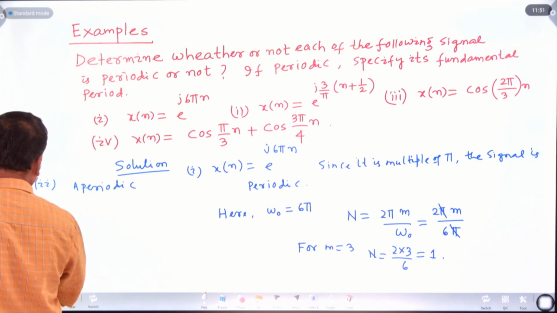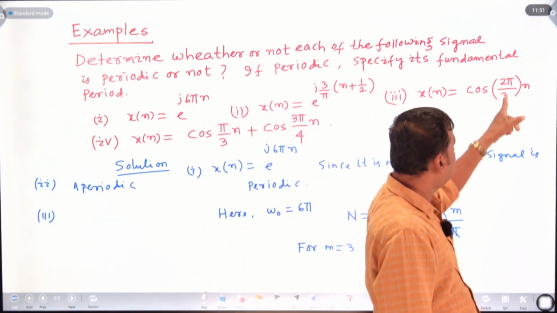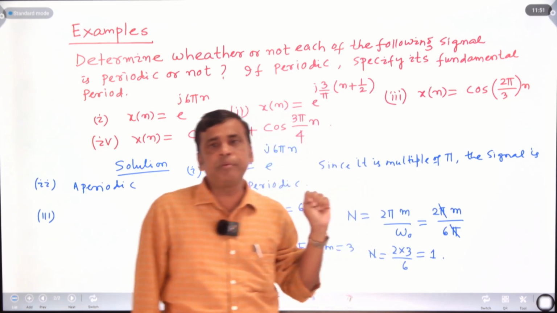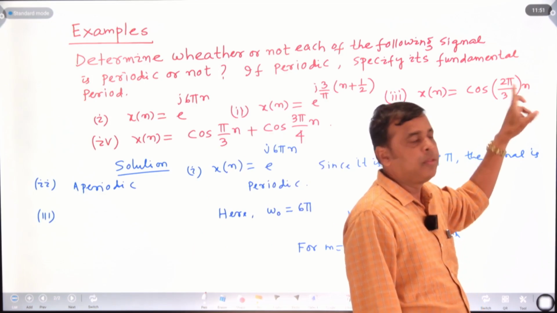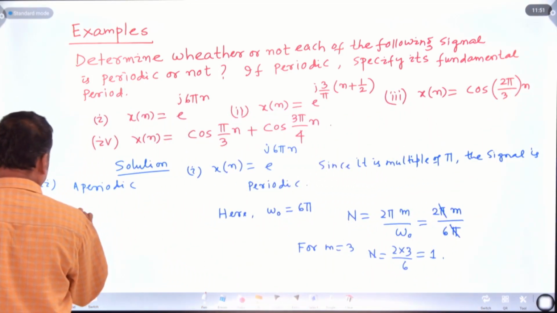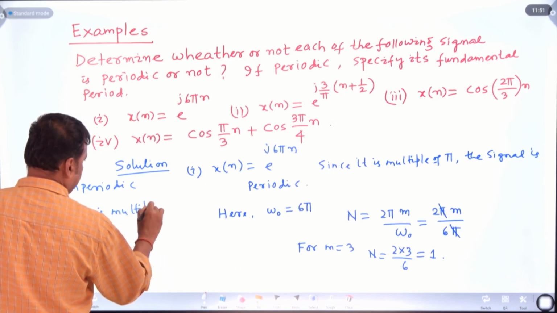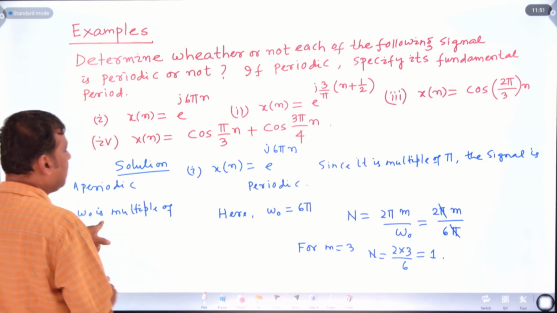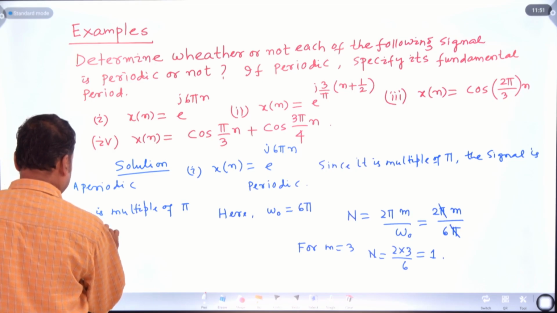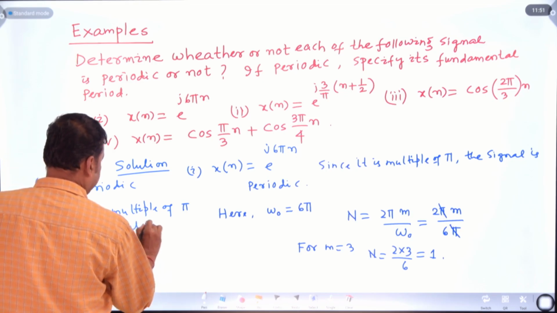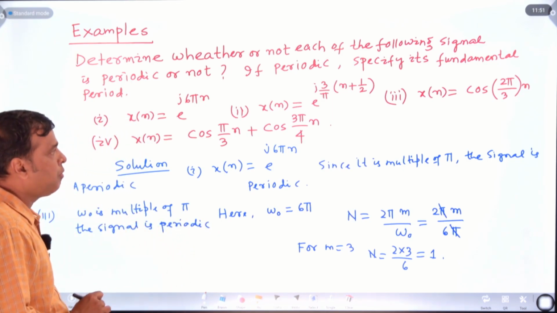Then third. X of n equal to cos (2 pi by 3) n. Cos 2 pi by 3 n, what is it? The fundamental frequency is a multiple of pi. If the fundamental frequency is a multiple of pi, the signal is periodic. Fundamental frequency omega 0 is a multiple of pi. The signal is periodic. If the signal is periodic, find the common period or fundamental period.